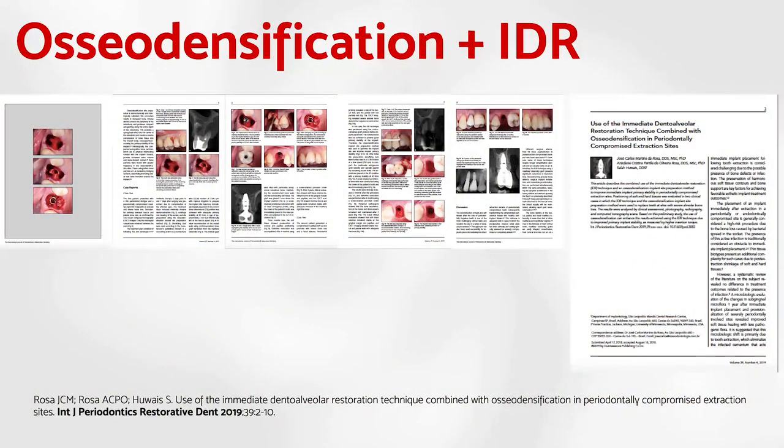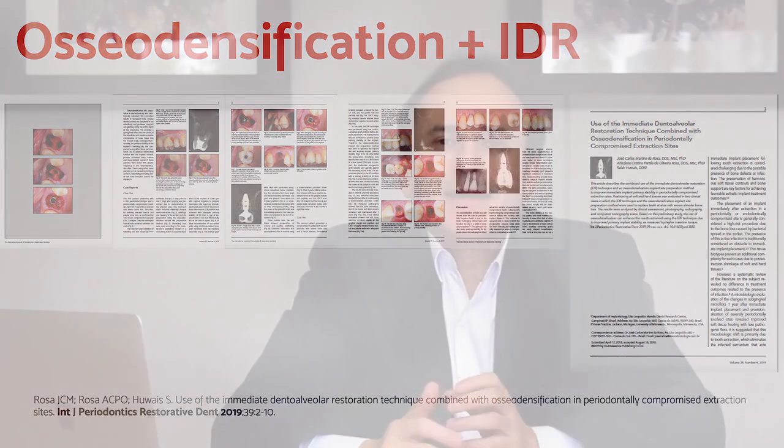This is an article that was published on this topic, Osseodensification and IDR, in 2019 by the International Journal of Periodontics and Restorative Dentistry. The use of the immediate dental implant restoration technique combined with osseodensification in periodontally compromised extraction sockets. In this module, we've seen the importance of using the association of IDR and osseodensification in cases with poor quality of bone, despite the kind of socket that we are dealing with, being intact or compromised.